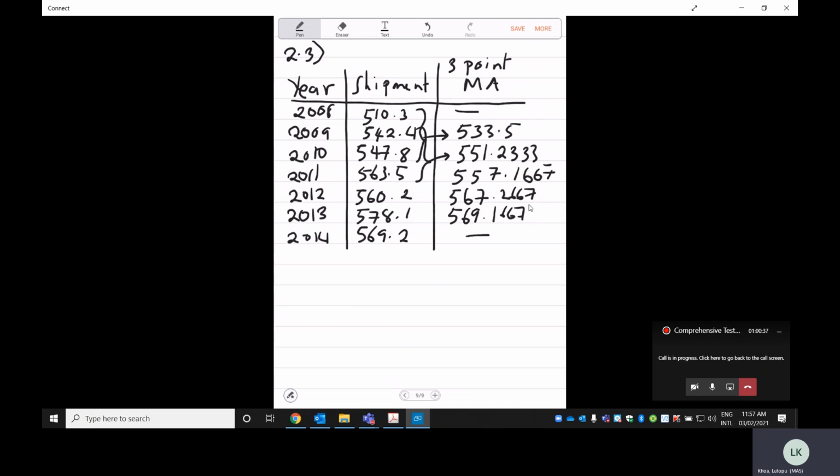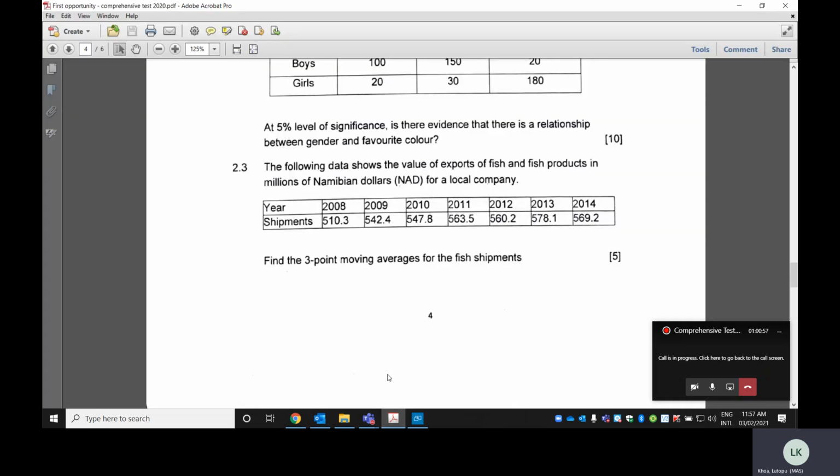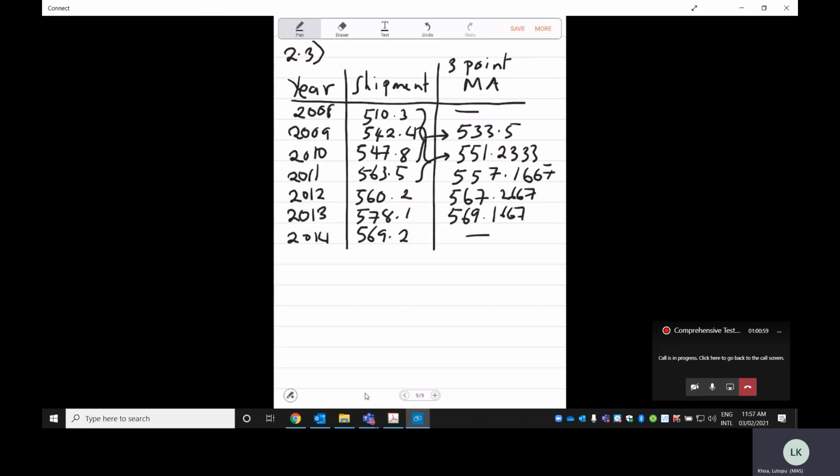So that is how you calculate the 3-point moving average. So it's just averaging 3 items at a time, and the average you get goes in the middle year. So there's 3 of them, 2008, 2009, 2010. The middle year is 2009. So this question, very simple, was worth 5 marks, and each of our answers got a mark. So 1, 2, 3, 4, 5. And just like that, it's 100%.